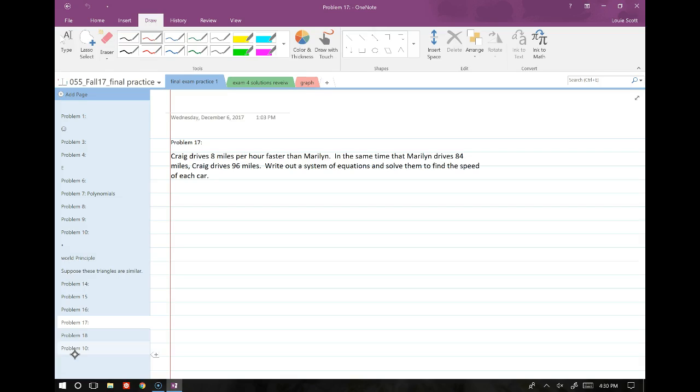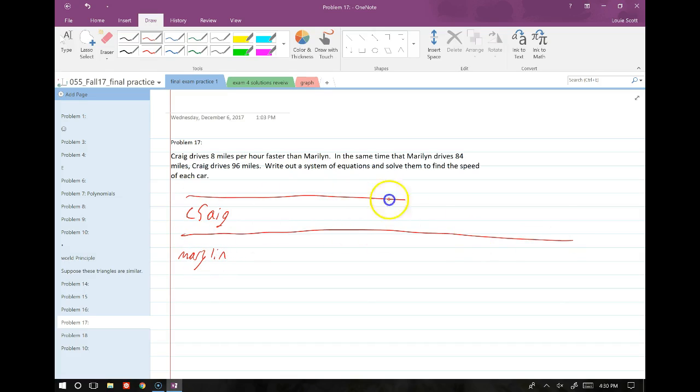All right, so this is a distance problem. It's a pretty classic distance problem, so we're going to create our table. The rows are named after the people who are driving or the vehicles or whatever. So we have Craig and we have Marilyn. Now across the top we put what we always put, D, S, and T, because of the classic equation D equals ST.